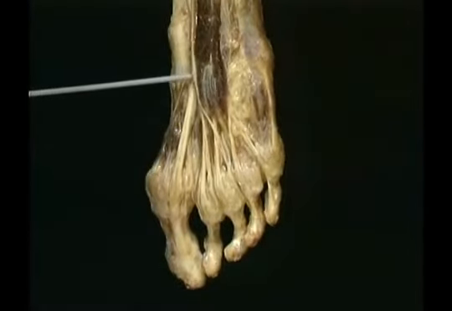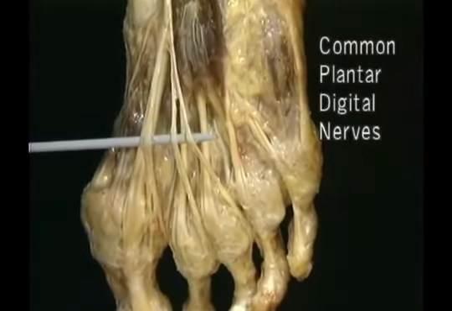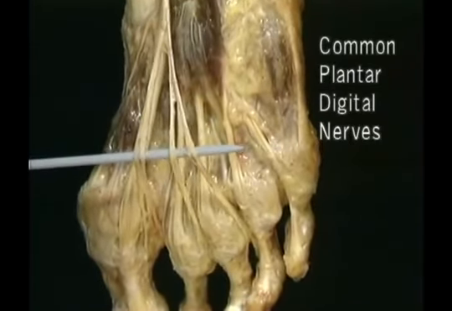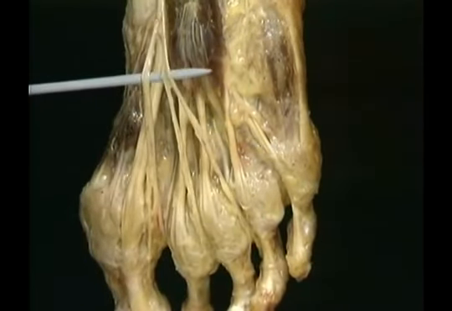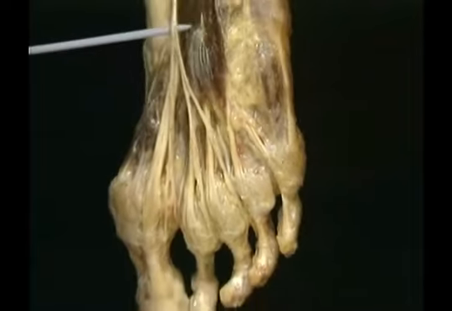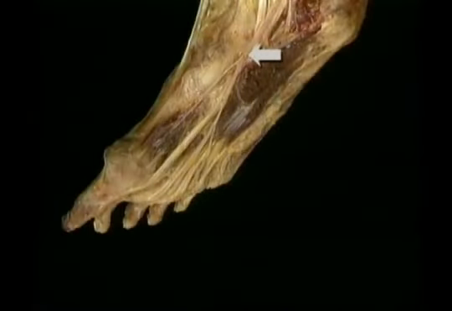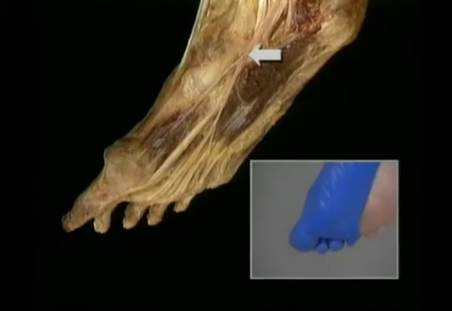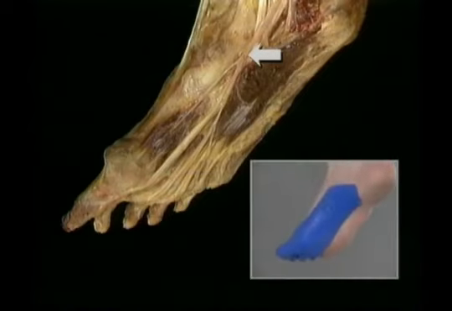Distally, the medial plantar nerve breaks up into common plantar digital nerves. These pass between the metatarsal heads, where each in turn divides into two plantar digital nerves. The medial plantar nerve supplies the underside of the big toe, the second, third, and half of the fourth toes. It also supplies this medial area on the sole of the foot.